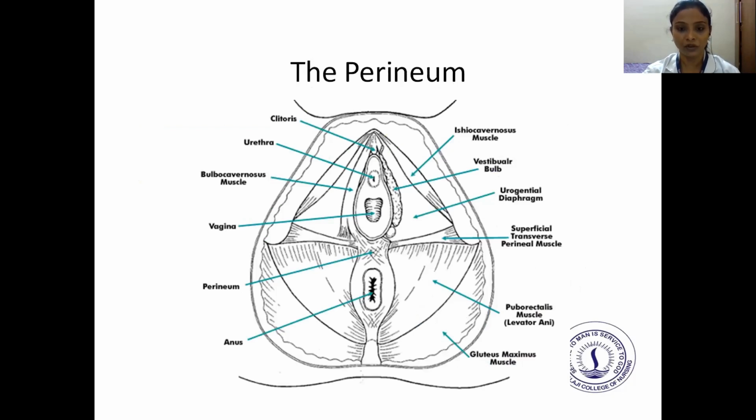This is the complete structure of the perineum, which shows the clitoris, urethra, bulbocavernosus muscle, vagina, perineum, and the anus. On the other side, you can see the ischiocavernosus muscle, vestibular bulb, urogenital diaphragm, superficial and transverse perineal muscles, bulbospongiosus, and gluteus maximus muscles.